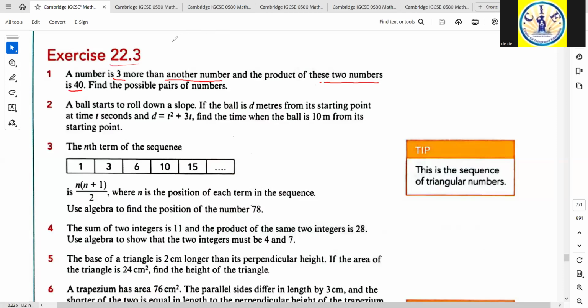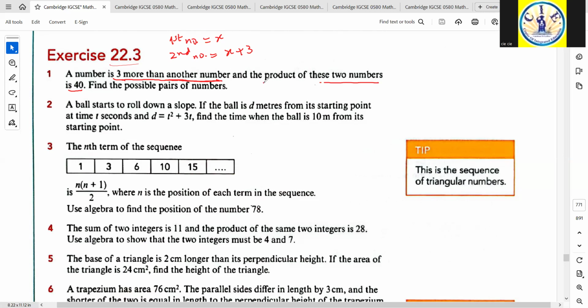Let one number be x. A number is 3 more than another number. So the second number can be x plus 3, so that the difference between these two numbers is 3, or one of the numbers is 3 more, 3 extra than the previous number.